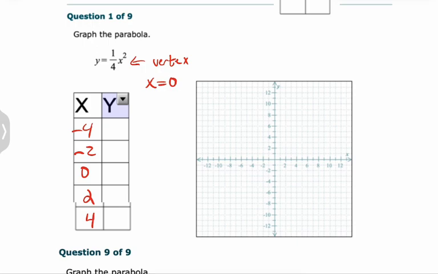So 0 squared is 0 times 1/4 is still 0. So that part's nice. Remember, that's our vertex. If you plug in 2, when you square it, you get 4. A fourth of that is 1. Now, -2 should give us the same thing.